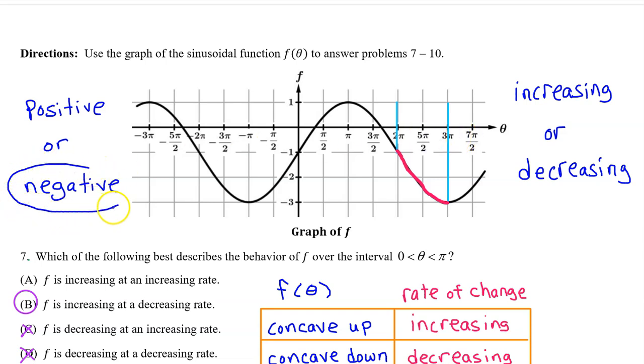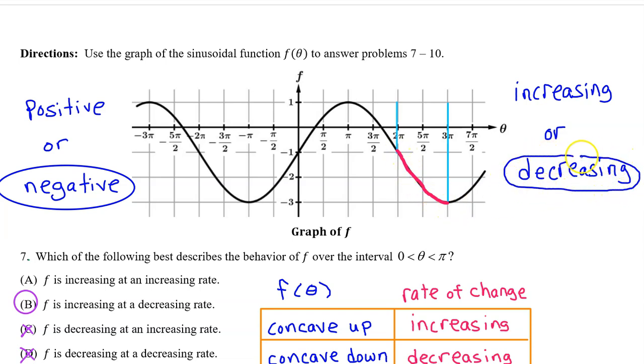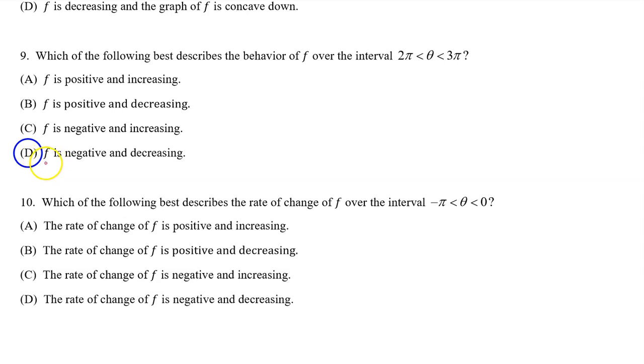So, negative it is. Next, is f increasing or decreasing on this interval? Clearly, f is decreasing. You can see by the way the values are falling from left to right. So, on this interval, f is negative and decreasing. So the answer is D.